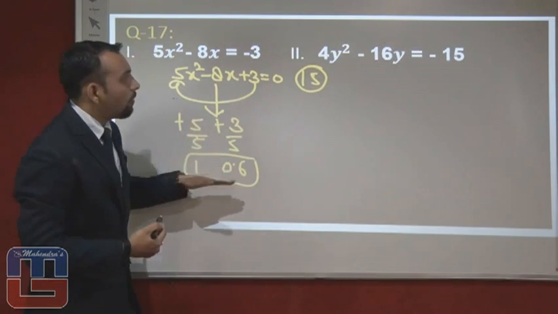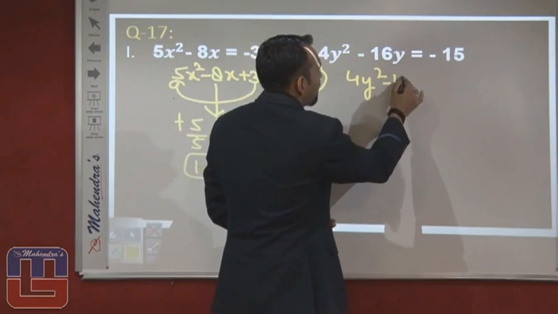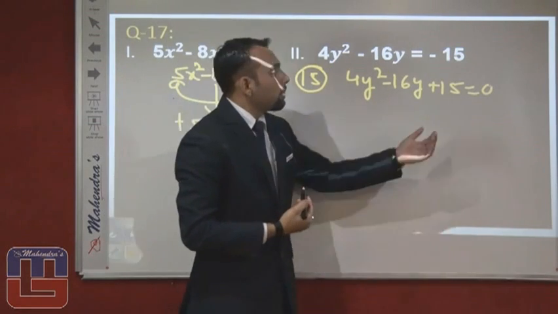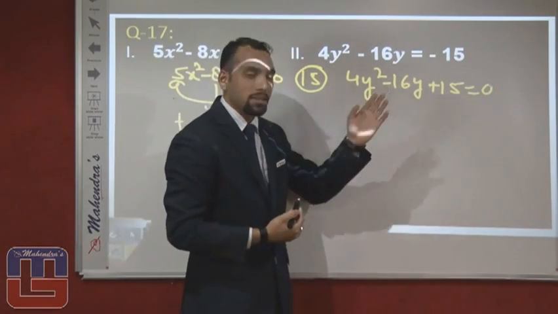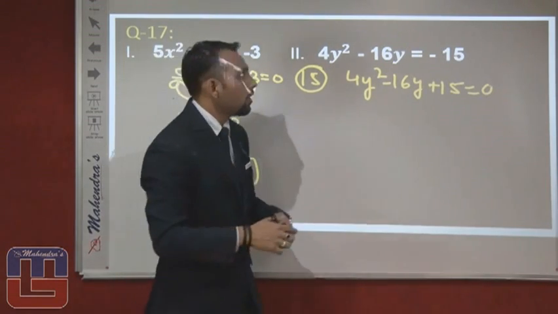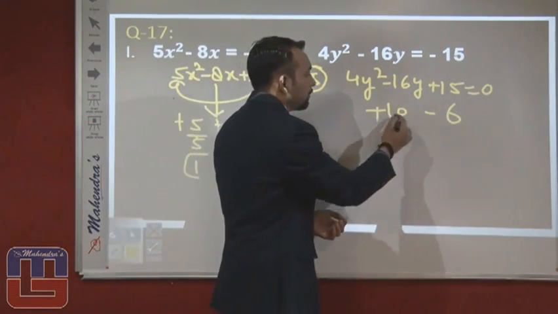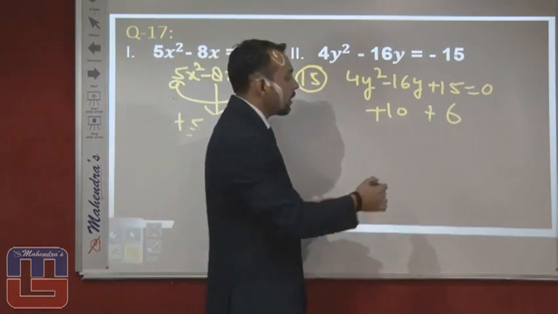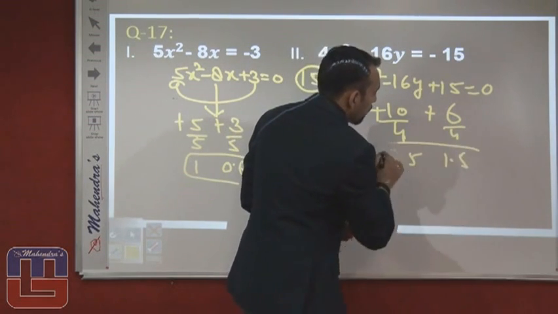Now the same thing we will follow in the next equation. Now see, 4y square minus 16y plus 15 is equal to 0. If you multiply this 15 by 4, you will get 60, and the middle term is minus 16. So the numbers will be 10 into 6, 60, and 10 plus 6, 16. But the sign will be negative. Both negative becomes positive. And what you have to divide? The coefficient as well. If you divide by the coefficient, here you will get 2.5, here you will get 1.5.